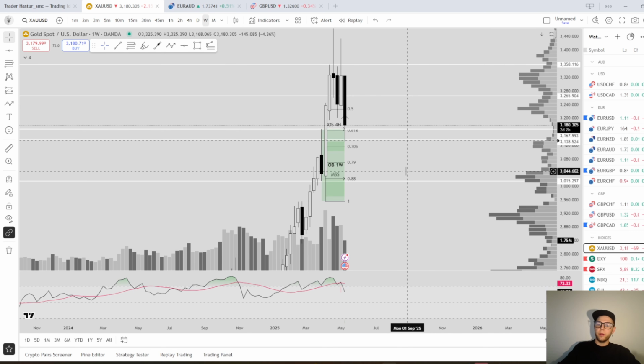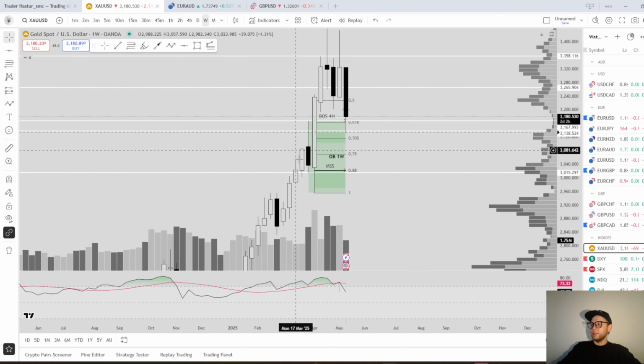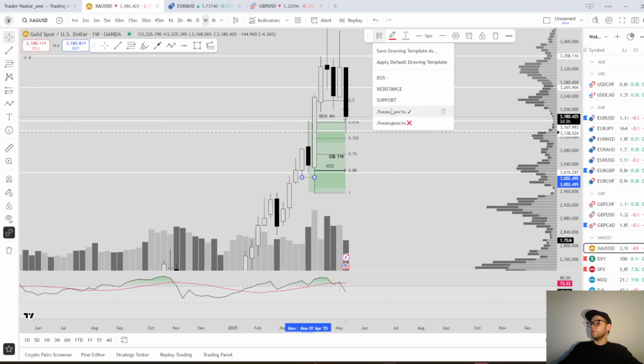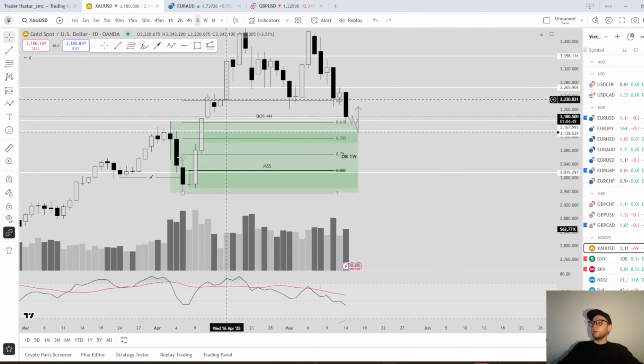It will be our first pair. I will start from the weekly chart. This is our order block that grabbed liquidity here. Let's go to a lower time frame.